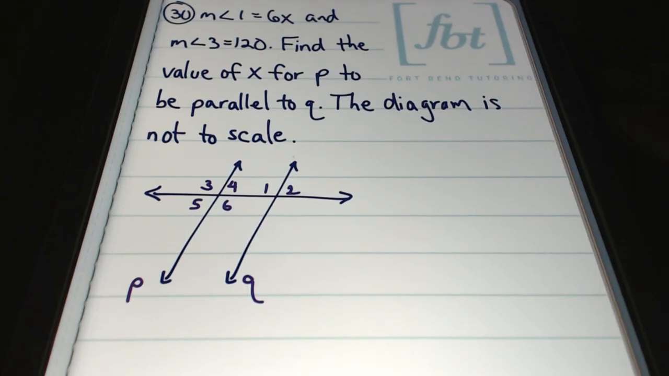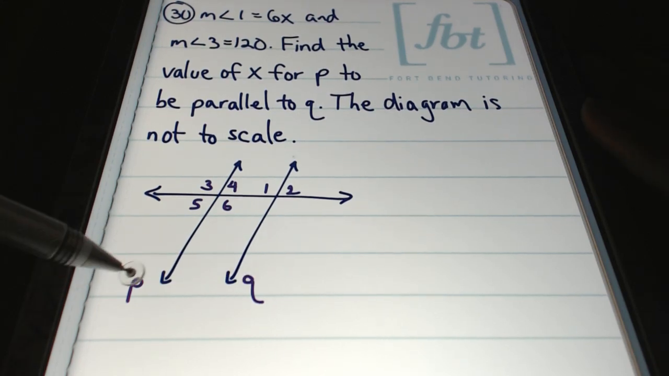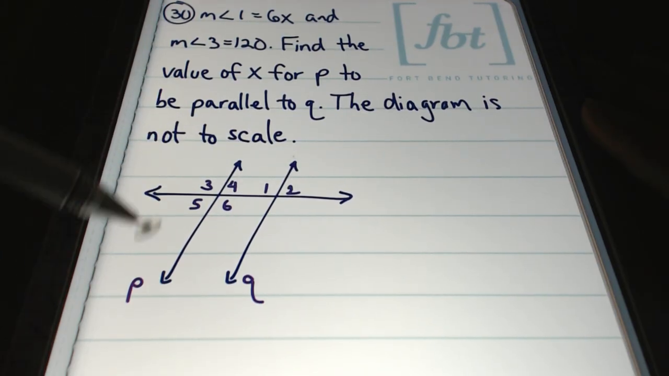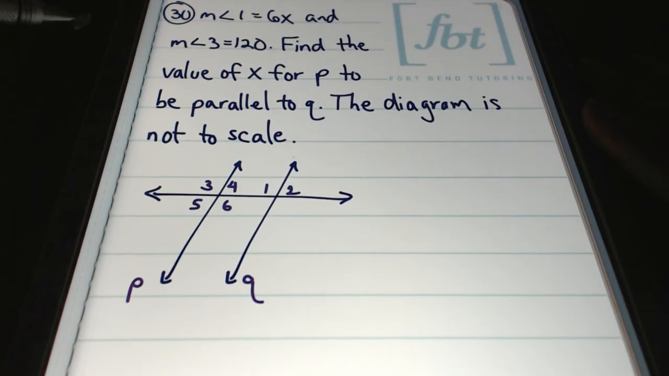On problem number 30, it says the measurement of angle 1 equals 6x, and the measurement of angle 3 is 120. Find the value of x for P to be parallel to Q. So they're referring to these two lines here, and we have a transversal line going through these lines. They want the lines P and Q to be parallel to one another.